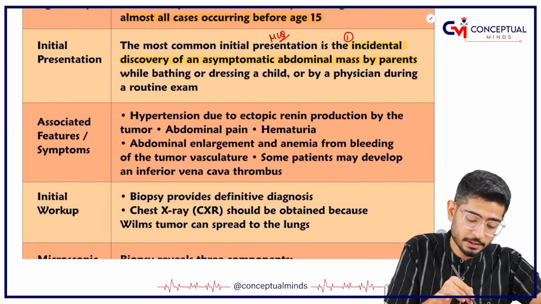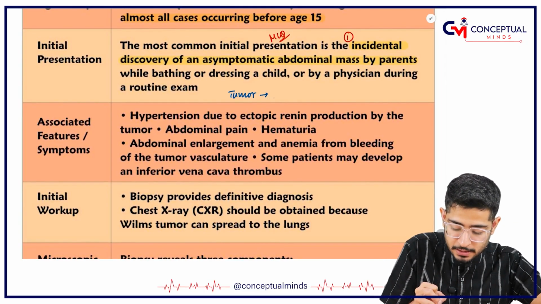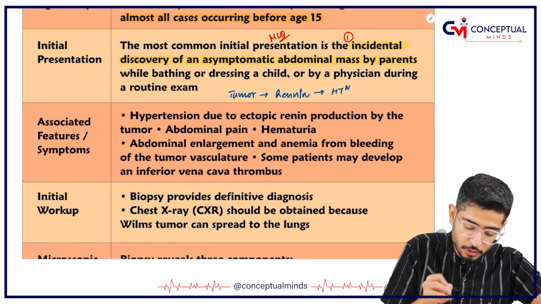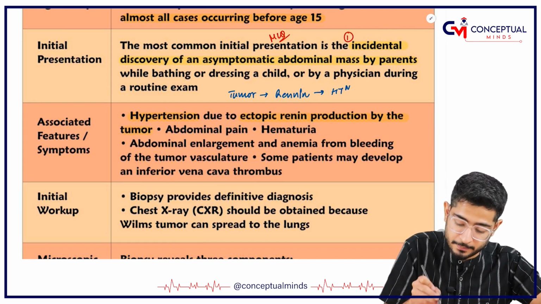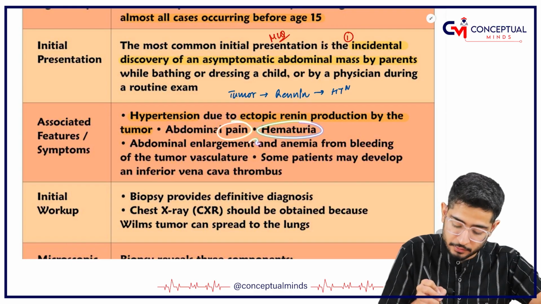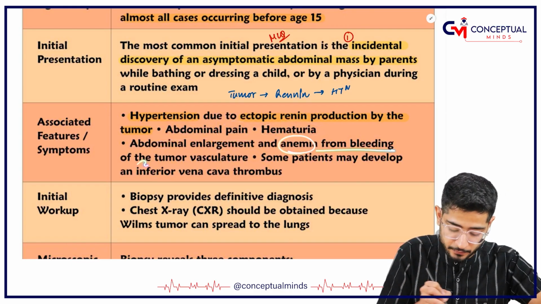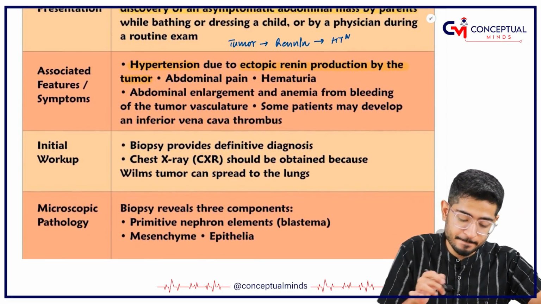But you have to understand that this is a tumor, and this tumor is a renin secreting tumor. And this renin is responsible for hypertension. So it is causing hypertension due to ectopic renin production. There is abdominal pain, I have told you, hematuria, I have told you, abdominal enlargement is expected, and of course anemia from the bleeding of the tumor vasculature is expected.